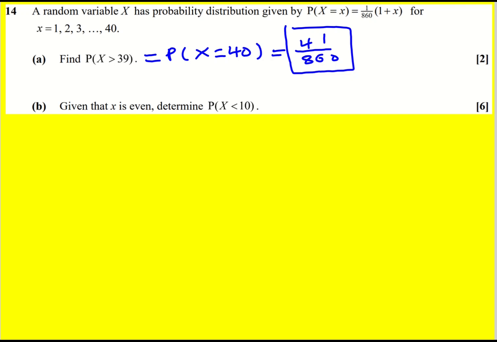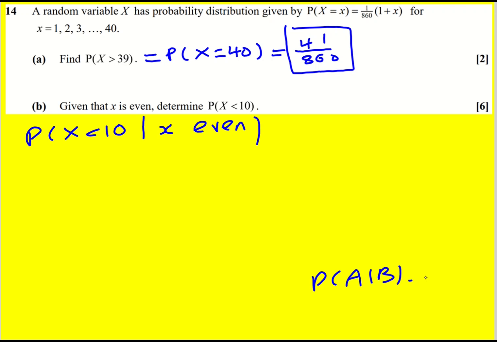Now it's given that x is even, and we're asked to determine the probability that x is less than 10. So probability x less than 10 given x even. That's how we'd write that down. And the probability of A given B is the probability of A and B over the probability of B.